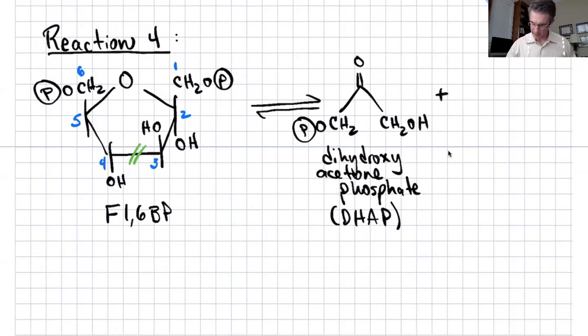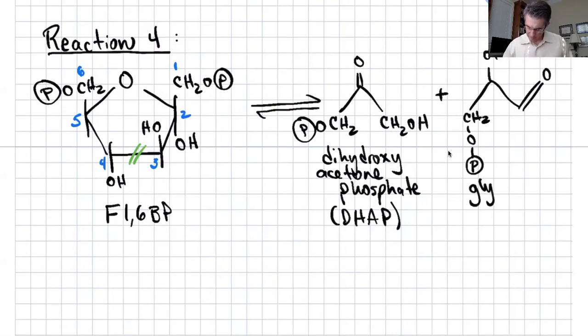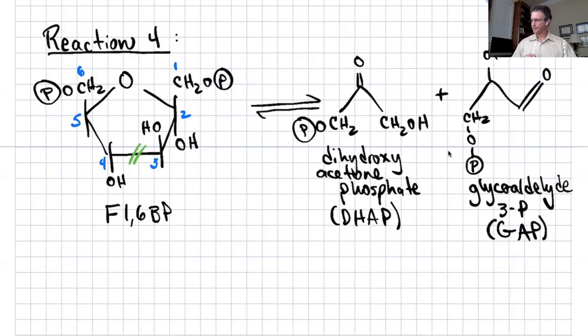The other half of the molecule is an aldehyde, of course, that looks like this. This, of course, is glyceraldehyde 3-phosphate, or GAP. The enzyme that runs this reaction is known as aldolase, because it's essentially running what is the inverse of an aldol condensation.